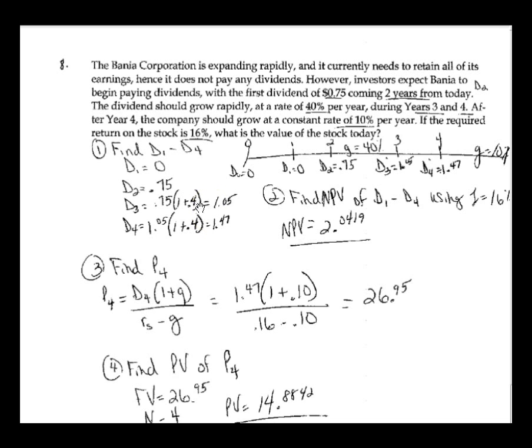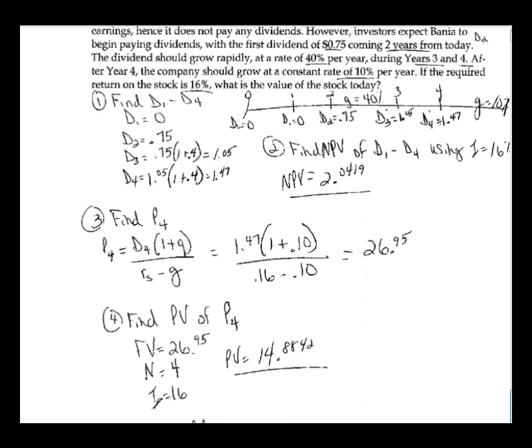Then you can do step 2, find net present value of those 4 dividends using I equals 16% to solve for net present value. These are your cash flows. Nothing in year 0, 0 in year 1, 75 cents year 2, $1.05 in year 3, and $1.47 in year 4. And you should find the net present value of those dividends to be $2.0419 for the cents.